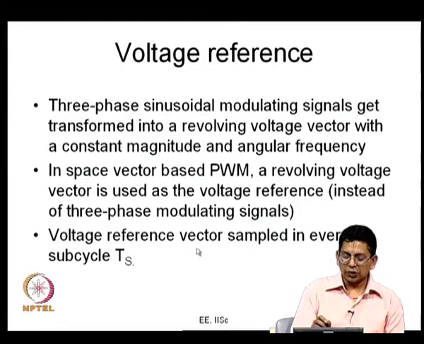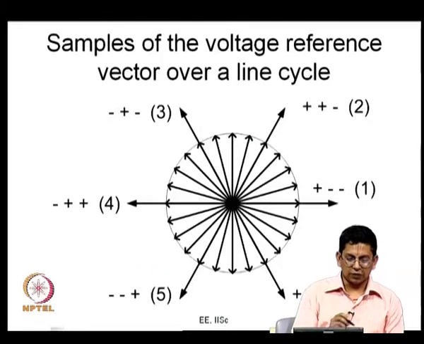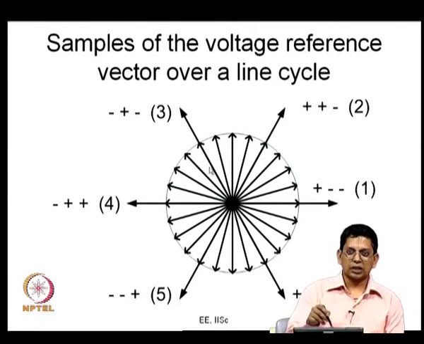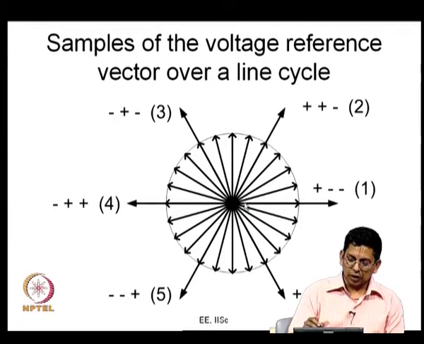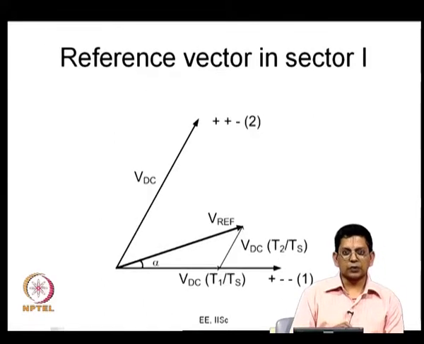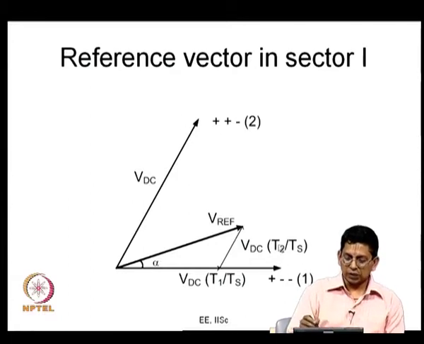this voltage reference vector is sampled every subcycle, and the sampled value of the reference vector gives the voltage command for the inverter. So, if you consider a revolving voltage vector and it is sampled at equal intervals of time, you are going to get samples like this, as I had said before. And in any particular subcycle, you may have a commanded reference vector, say like this or say like this. When you have a commanded reference vector, say this is the vector, what you do is you try to produce this by time averaging these vectors V1, V2 and null vector.